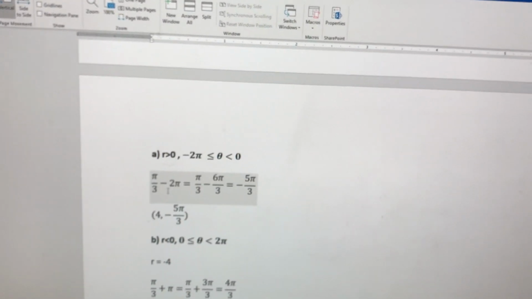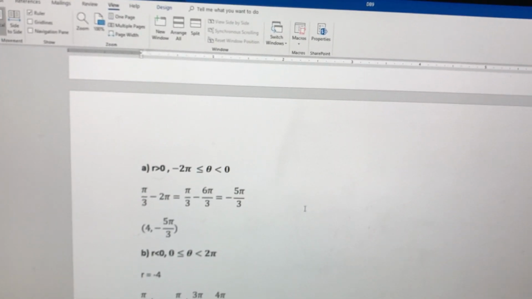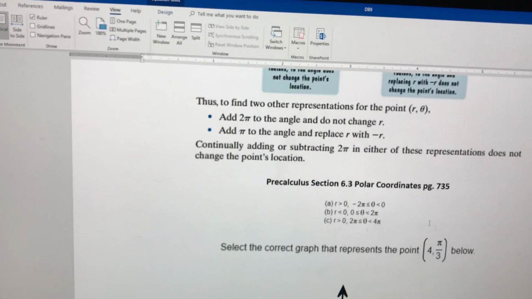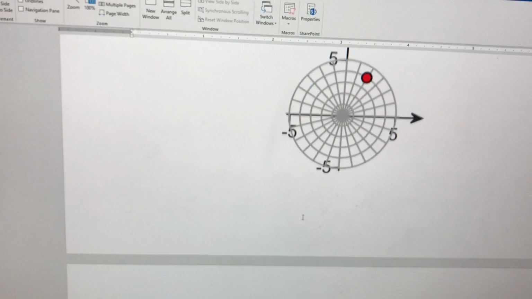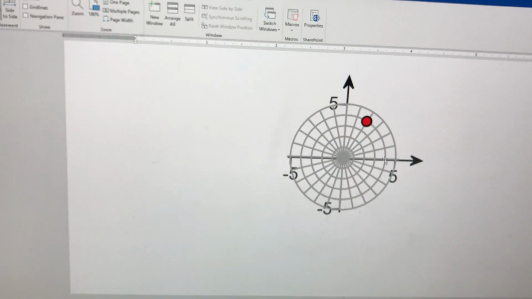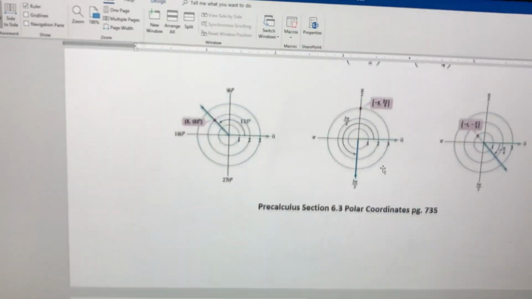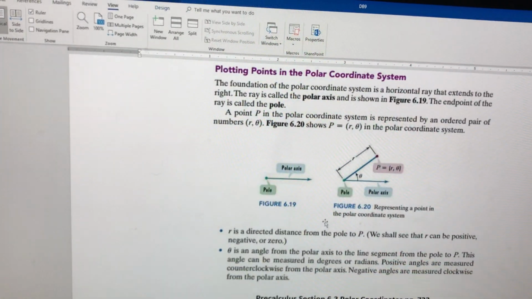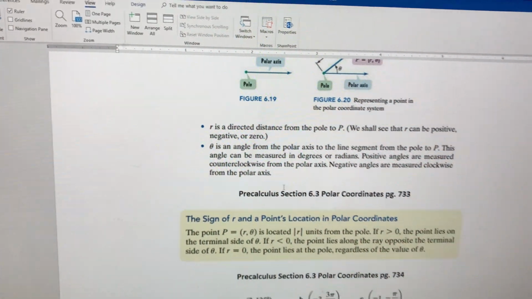So that kind of gave me the hint that I need to subtract 2 radians from that original given angle that was given in the coordinate here. So I subtracted, and this is me working it out, and I got -5/3 radians, and that was the point. Now where that brings me, let's see. So 4 brought me out 4, and then because the angle was negative, where was that point? The angle was negative. Negative angles are measured clockwise of the polar axis.